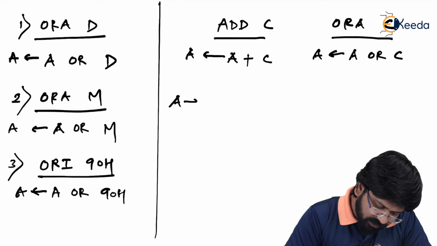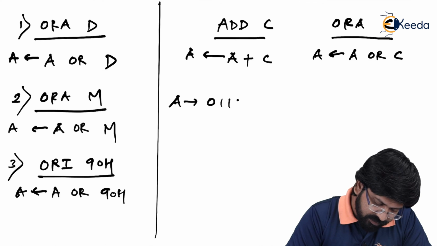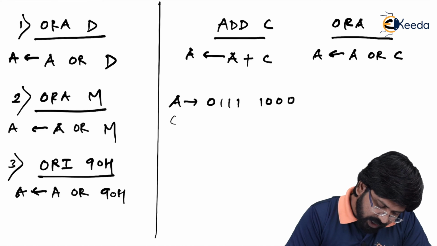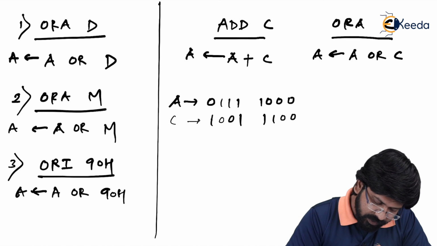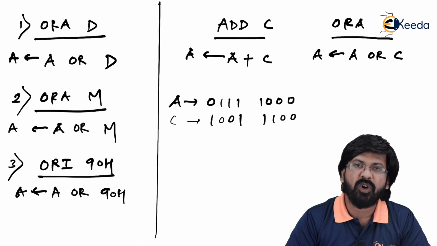Let's say the content of the accumulator, again since it is 8-bit, let's say this is the binary data of the accumulator, and now you are adding with C. Let's say we have this data in C. We'll be taking the same data and we'll perform the OR operation also.